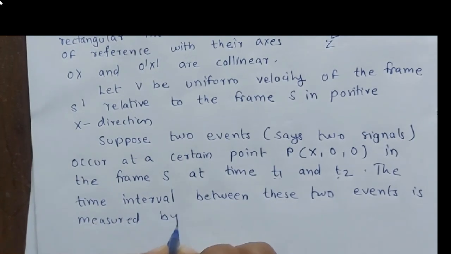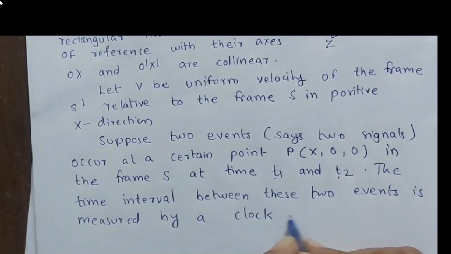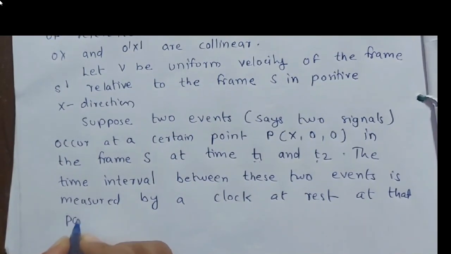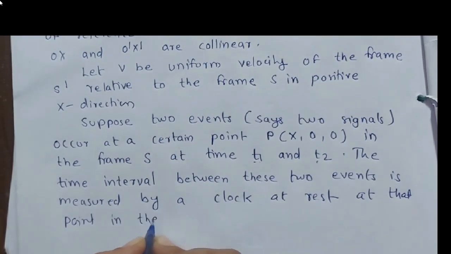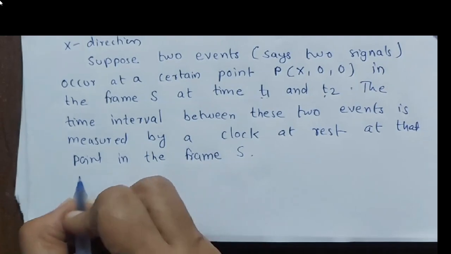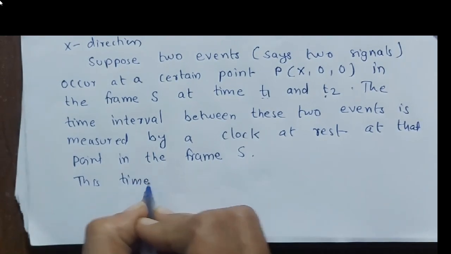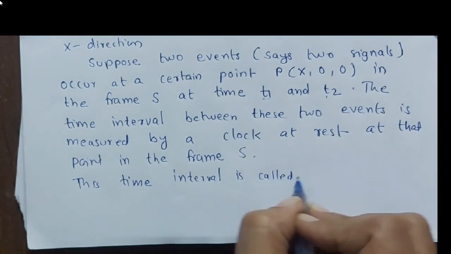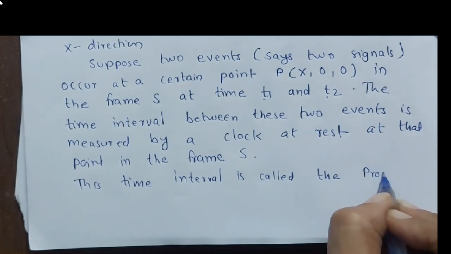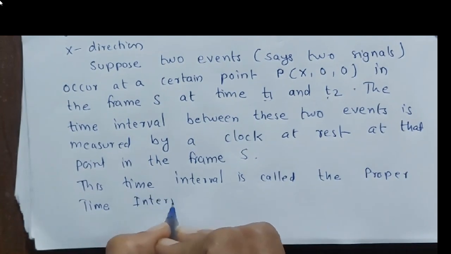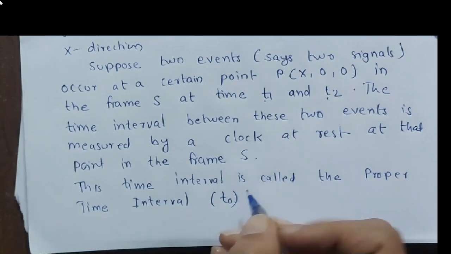measured by a clock at rest at that point in the frame S. This time interval is called the proper time interval, and we will denote it by T0.